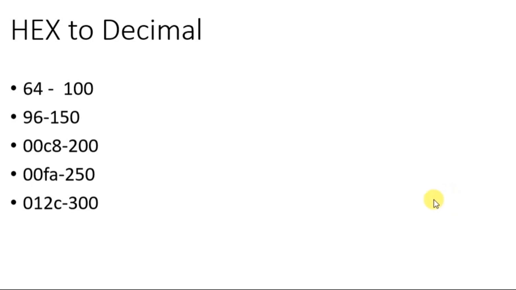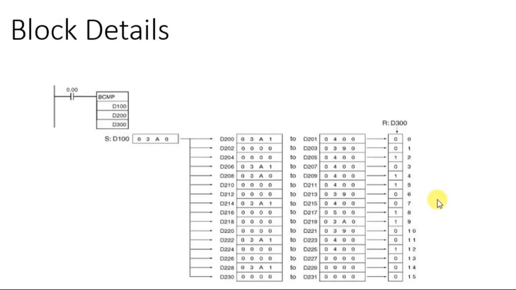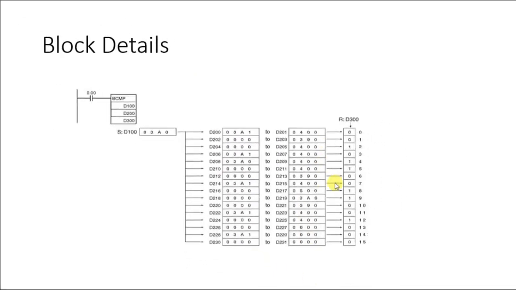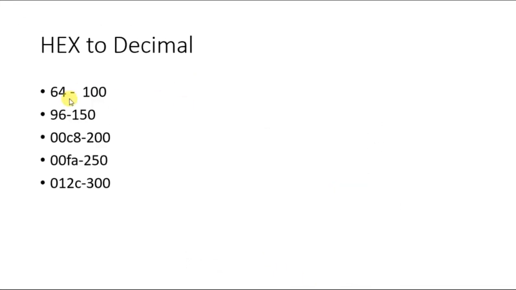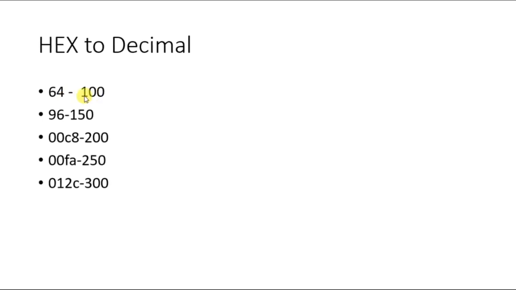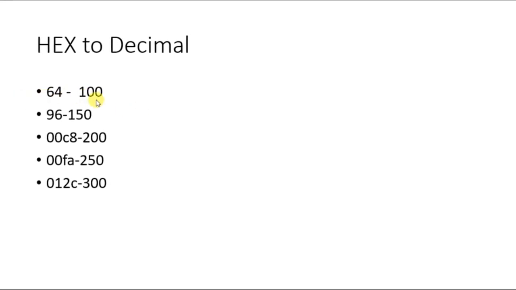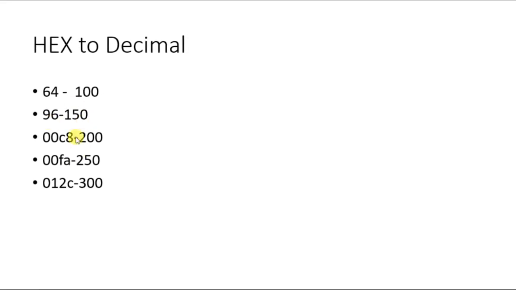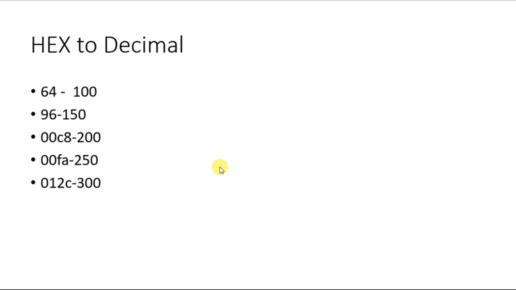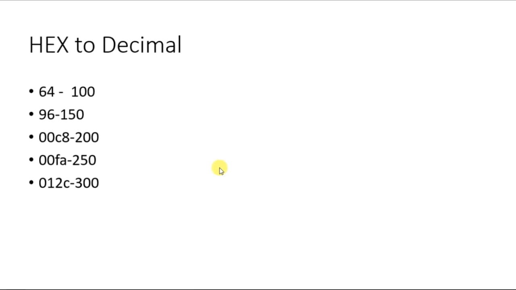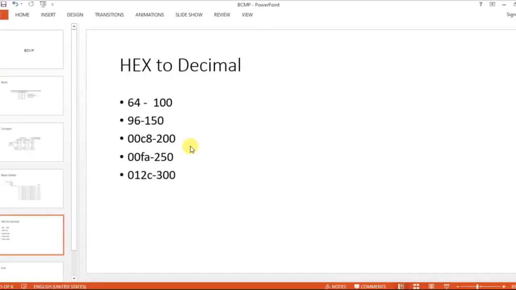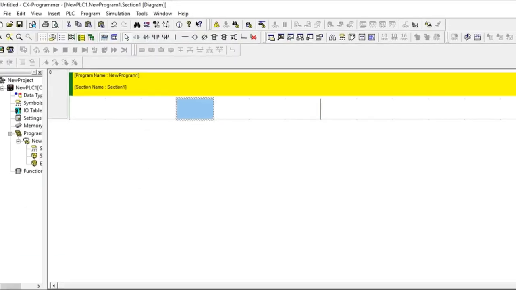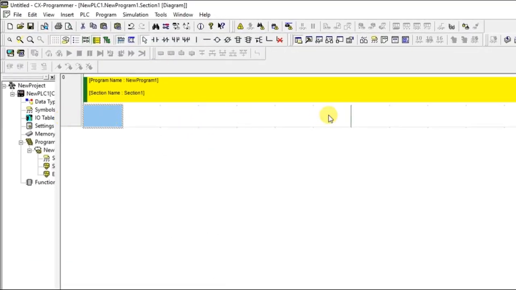Now we'll see one example in the PLC program. Before that, this block works with hexadecimal values, so I have put some hexadecimal values here. For example, if I put 64, the decimal value is 100. If it is 96, it will be 150. These values are for our reference, which we can make use of in the example. So let's see that. Now I'm going to get this instruction first.